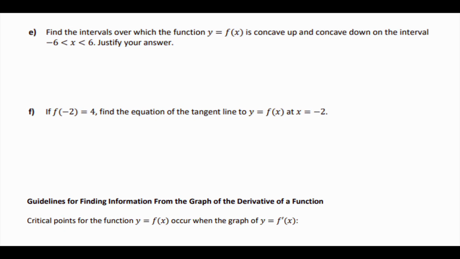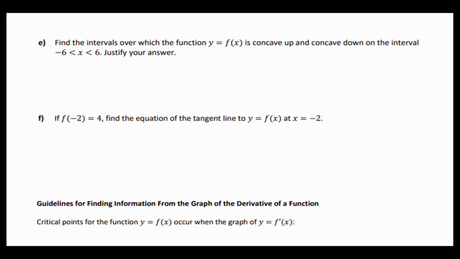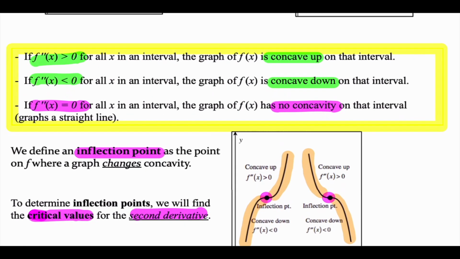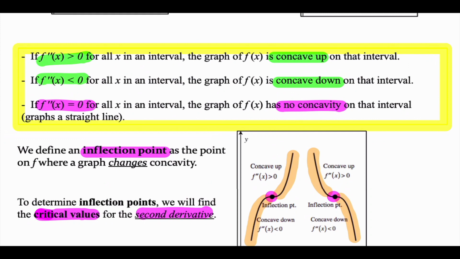So letter E talks about concavity. Okay, concavity. Well, we know concavity is based on the second derivative test. And the definition is right here. When the second derivative is positive, the graph of f is concave up. When the second derivative is negative, the graph is concave down. And when the second derivative is 0, it's called an inflection point. It has no concavity on that interval.